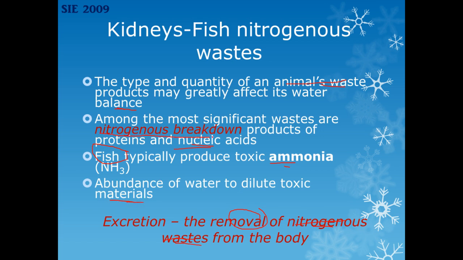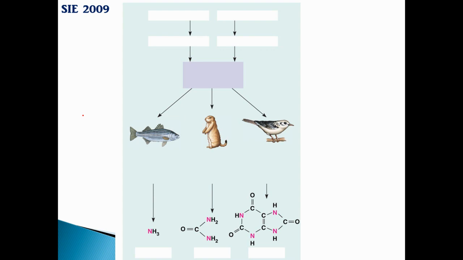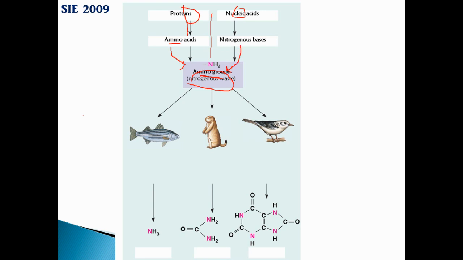So what is actually the nitrogenous breakdown? Both proteins and nucleic acids break down into amino groups. This is the nitrogenous waste. The proteins break down into amino acids, and lastly they produce the NH2, the nitrogenous waste. The same goes for nucleic acids: they break down into nitrogenous bases, then the last product is the amino group.